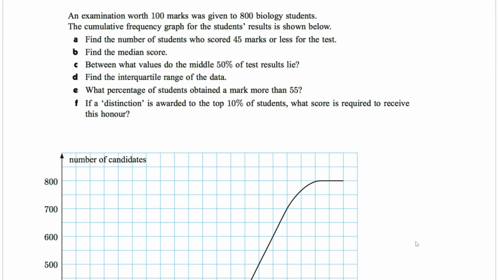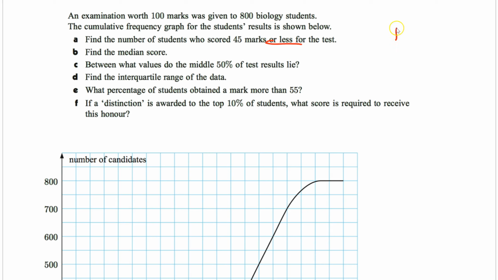Let's go to our final example for this lesson, right here. An examination worth 100 marks was given to 800 biology students. The cumulative frequency graph of the students' results is shown below. Find the number of students who scored 45 marks or less for the test. So again, key thing right there, or less.